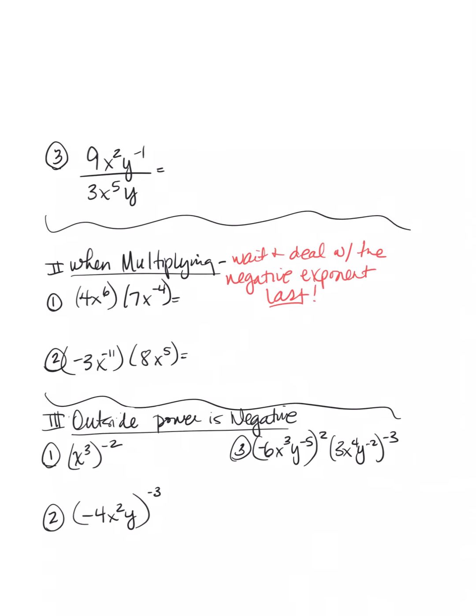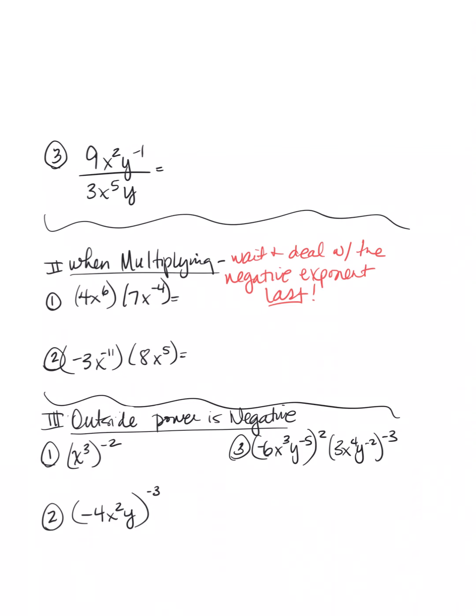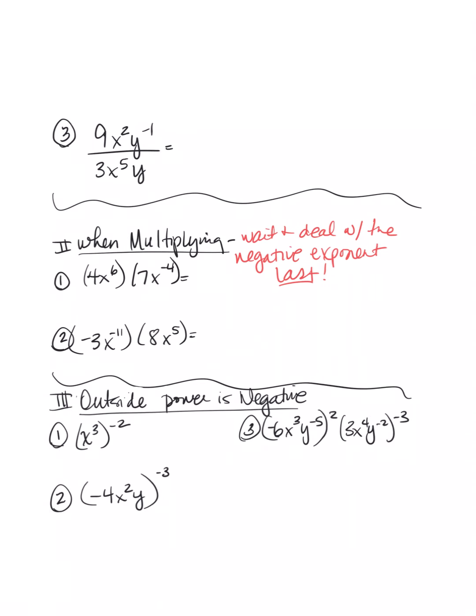Look at number 3. Let's try this again. Let's see what we can clean up and cancel out. So 9 divided by 3 is just 3, so we can reduce there. X, there's 2 on top, there's 5 on bottom, so I can reduce that in a second. But this negative exponent, I need to move down to make it positive. So let's see what we have left. We have 3x squared on the top. On the bottom, I have x to the 5th, y times y, right?